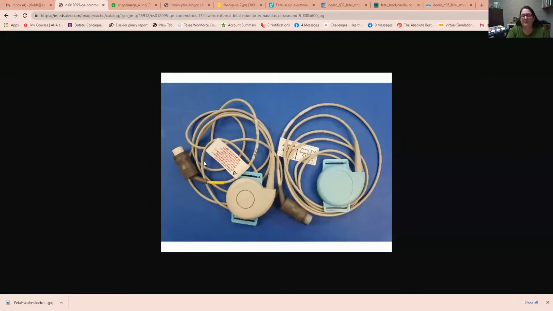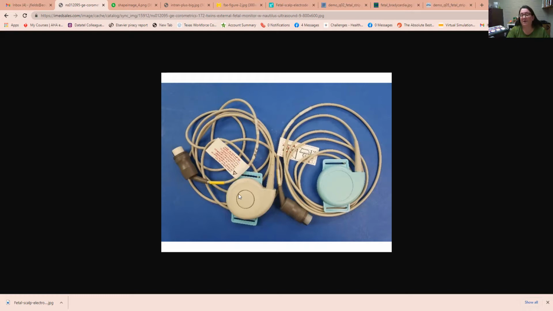Okay. This is one example. They don't always look just like this. We're going to monitor two different things with external fetal monitoring. Uterine activity is monitored with an external pressure sensor. It's called a tocodynamometer. You will hear the nurses talk about a toco, okay, that measures pressure.